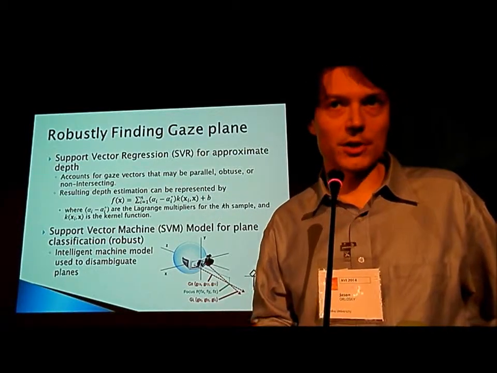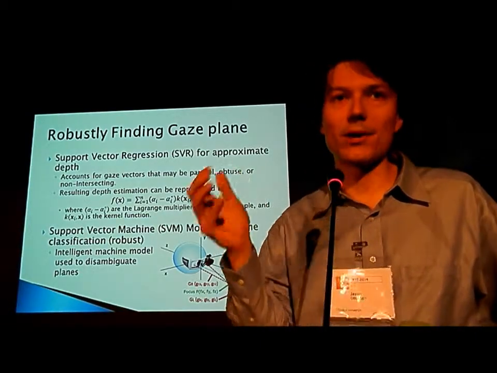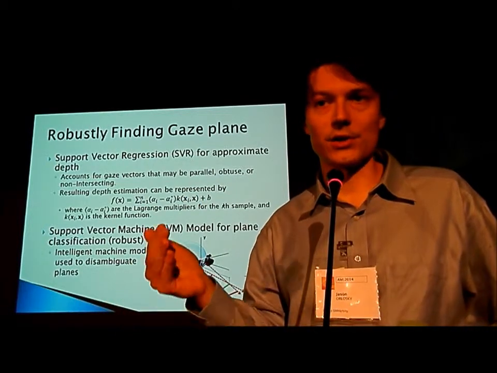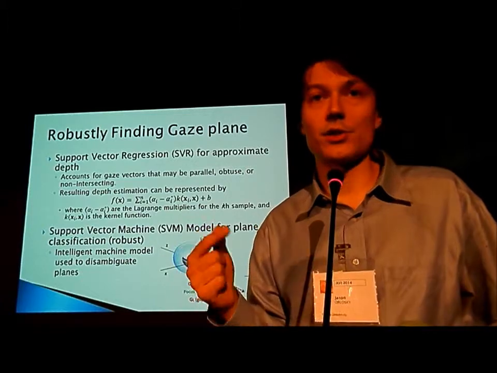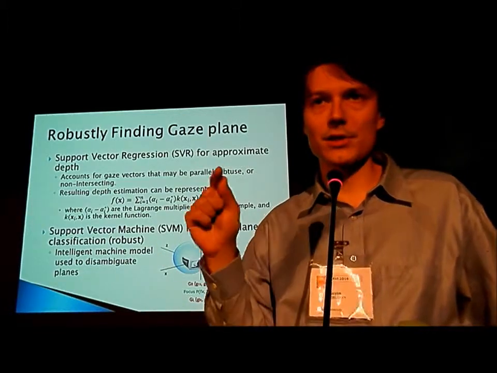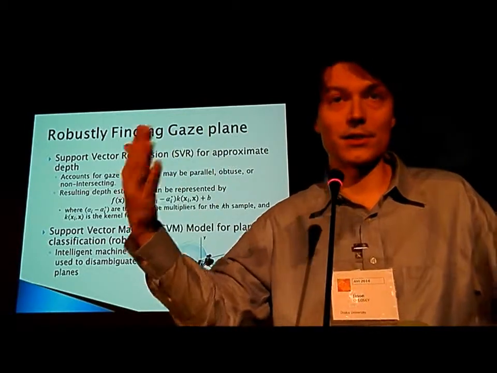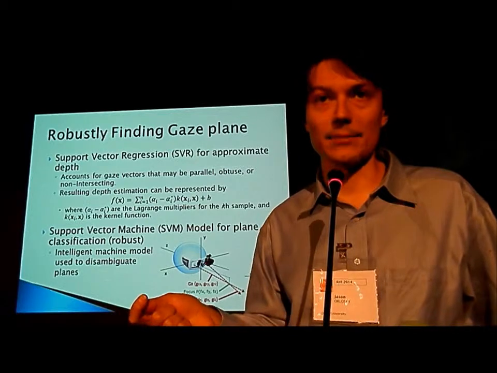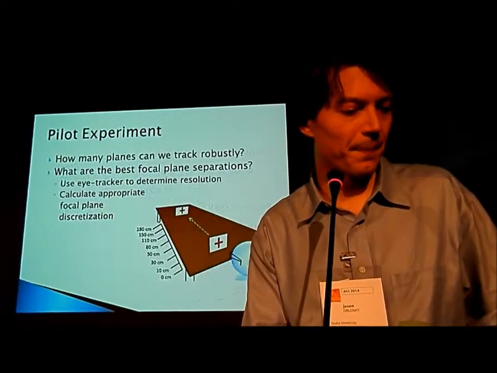So even though it's approximate, and you'll see exactly how approximate it is in just a second, we still need a better, more robust way to calculate what plane somebody is looking at, and to do this for multiple users without calibration, for example. And to do that, we use a support vector machine. So basically, taking a series of gaze data into different planes, we can very accurately calculate what plane somebody is looking at, and whether they've moved from one plane to the next.